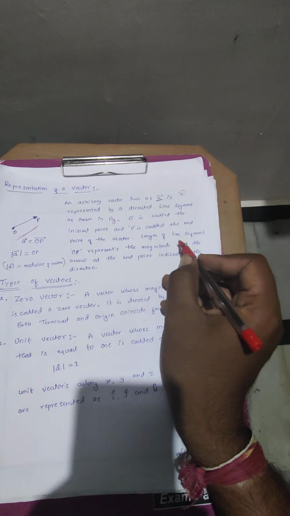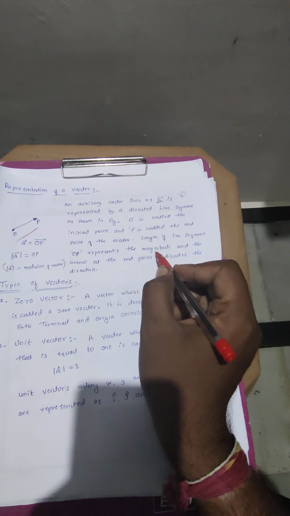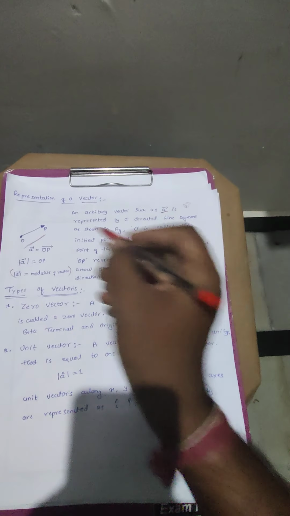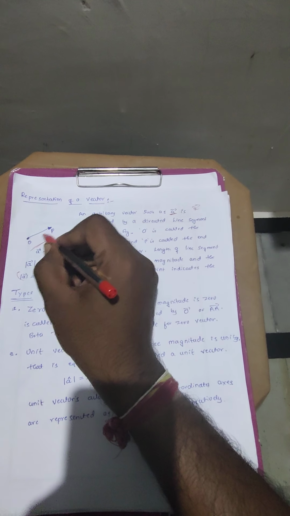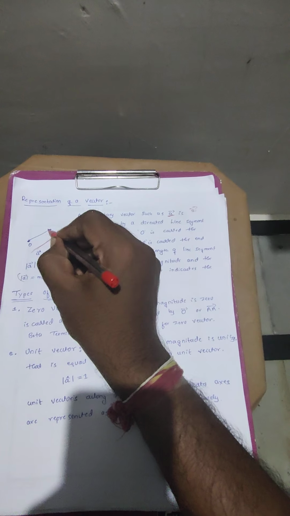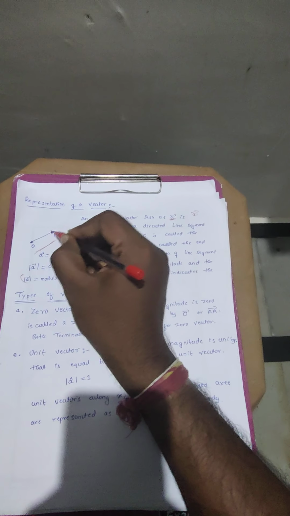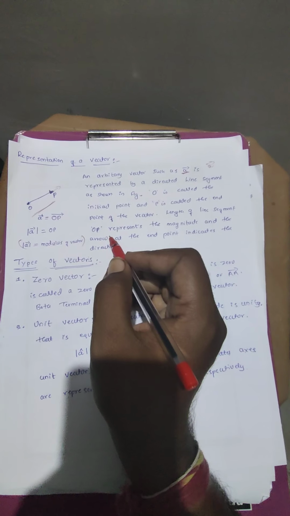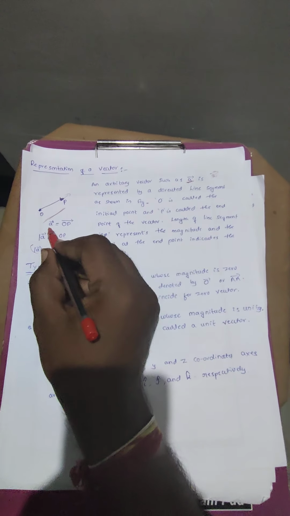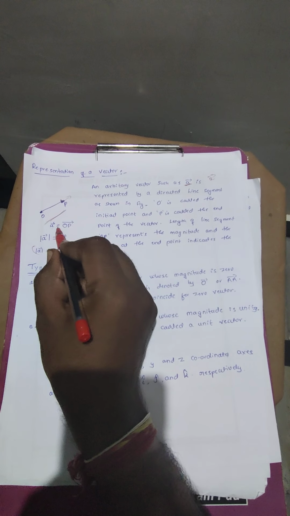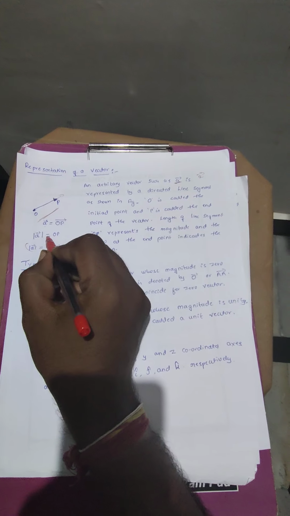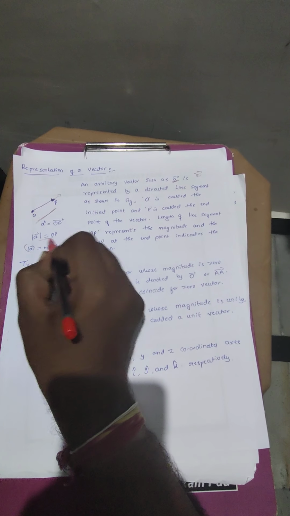The length of the segment OP represents the magnitude, and the arrow at the end point P indicates the direction of the vector. Here we see the vector A is equal to OP. The magnitude of the vector A is equal to OP.